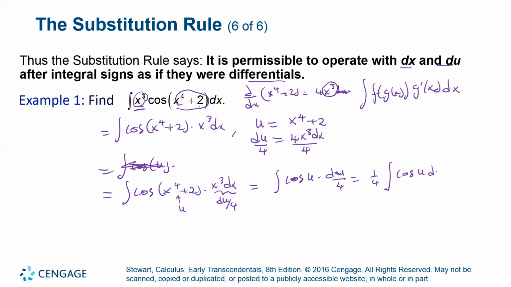u du. Well, what is the antiderivative of cosine? That is a function that, when I differentiate, I get cosine. That's going to be sine. All right. So this will be 1 over 4 sine of u plus c. And then substitute the u back. You have 1 over 4 sine of x to the 4 plus 2, then plus c.